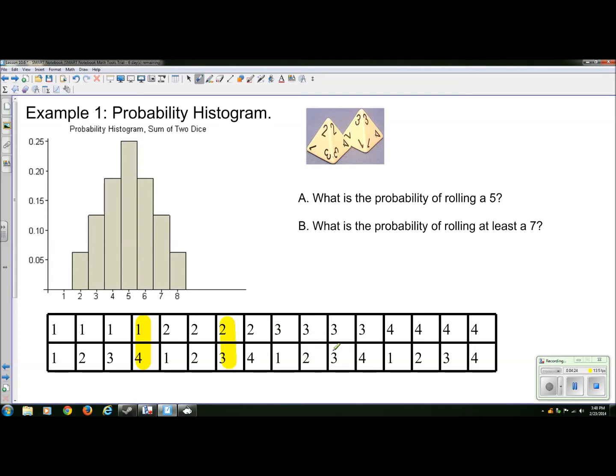3 plus 2, that's 5. 4 plus 1, that's 5. Are there others? No, there aren't. We could search through them, but there aren't.